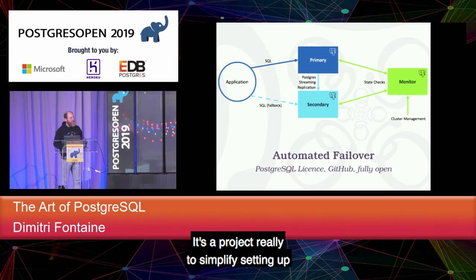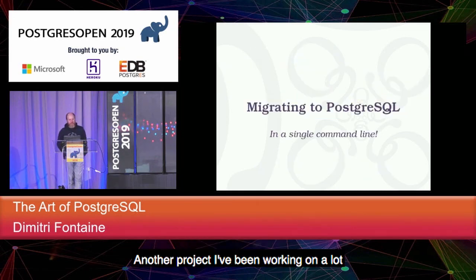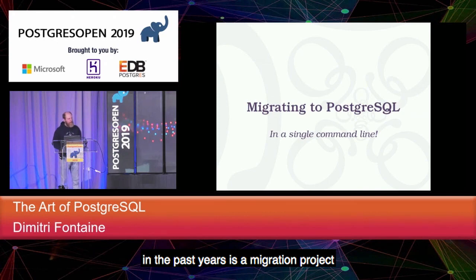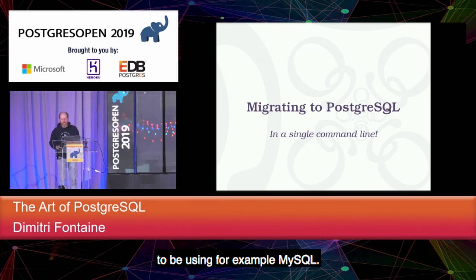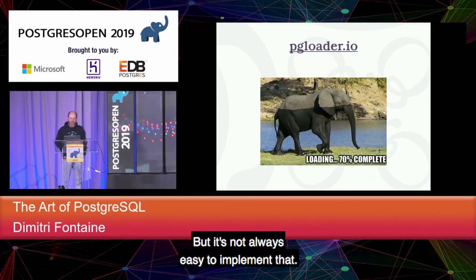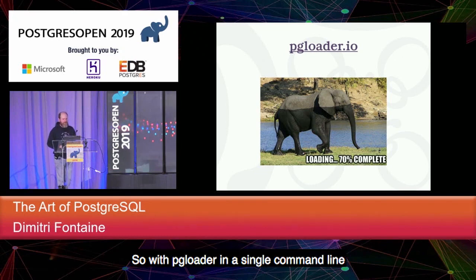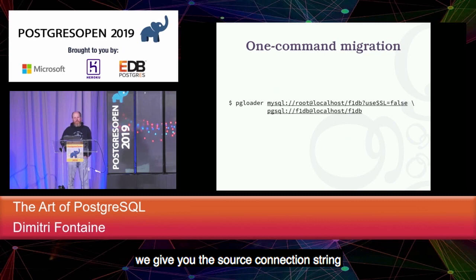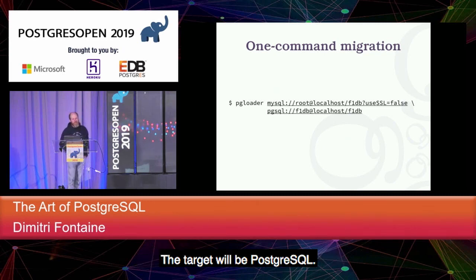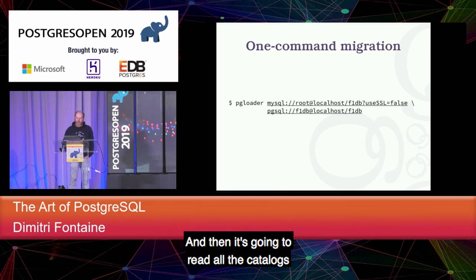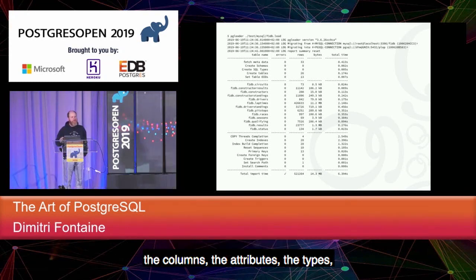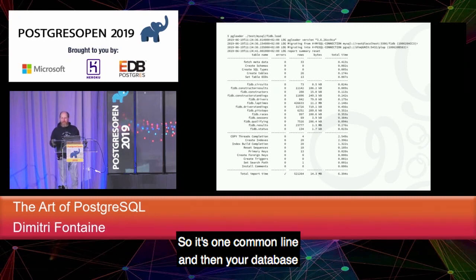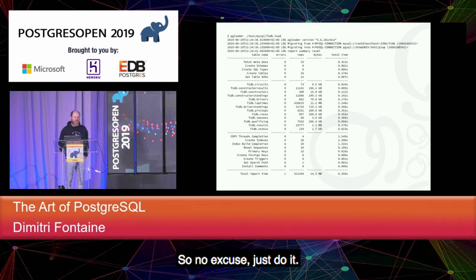It's a project we did to simplify setting up HA for PostgreSQL. Another project I've been working on a lot the past years is a migration project for going from something else to PostgreSQL. The idea is that you don't have an excuse anymore to be using, for example, MySQL. Just use PostgreSQL instead. It's much better. But it's not always easy to implement that. And so with pgloader in a single command line, you give it the source connection string and the target connection string. The target should be PostgreSQL. And then it's going to read all the catalogs from the source database, decide what are the tables, the columns, the attributes, the types, do the type mapping for you, and then load the data, and then create the indexes in parallel, et cetera. So it's one command line, and then your database is running on PostgreSQL now. So no excuse, just do it.